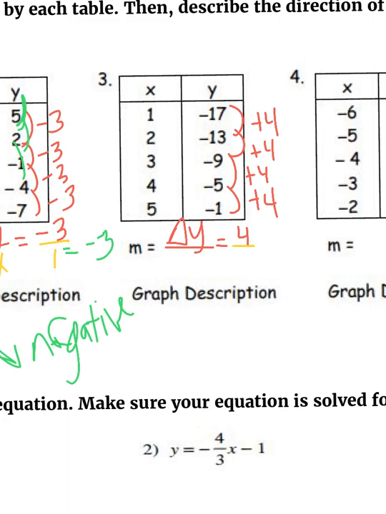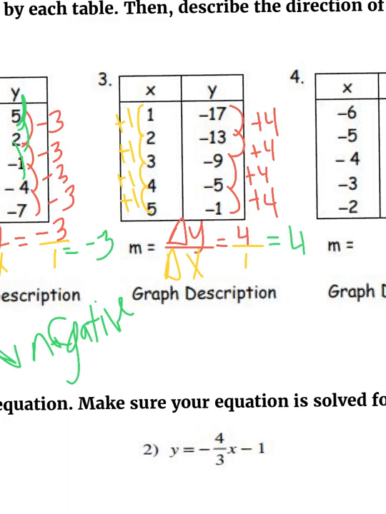When I look at my change in x, I'm going from 1 to 2, so that's up 1. 2 to 3 is up 1. 3 to 4 is up 1. And 4 to 5 is up 1. And so my change in x is positive 1. 4 over 1 means that my slope is 4.